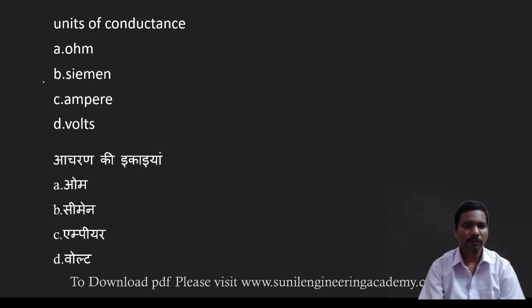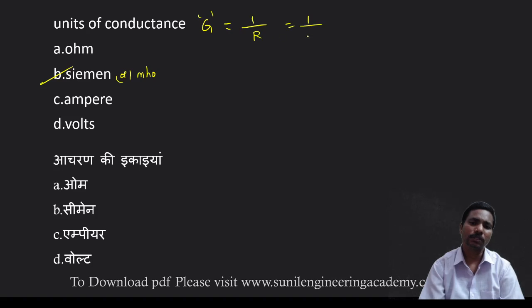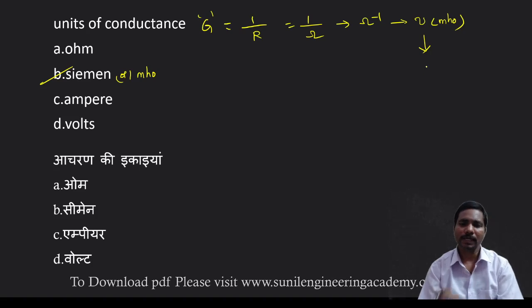Conductance. Conductance units are Siemens or mho. Conductance is denoted with the letter G. It is the reciprocal of resistance. Resistance units are ohm, so 1 by ohm, that is ohm inverse, is nothing but mho. To recognize the scientist, we are giving another name for this: Siemens.